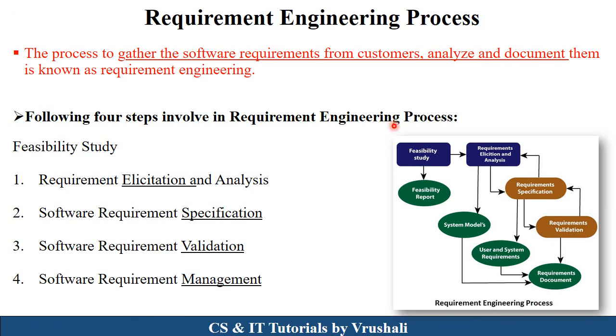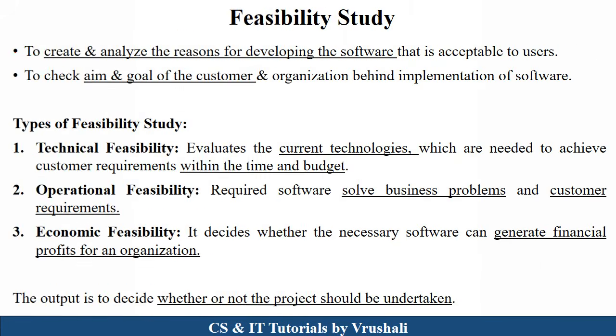Now, this requirement engineering process has a total of 4 steps. The first basic step is feasibility study. After that, requirement elicitation, requirement specification, requirement validation, and requirement management. Now, let's see all this process step by step. The first basic step is feasibility study.